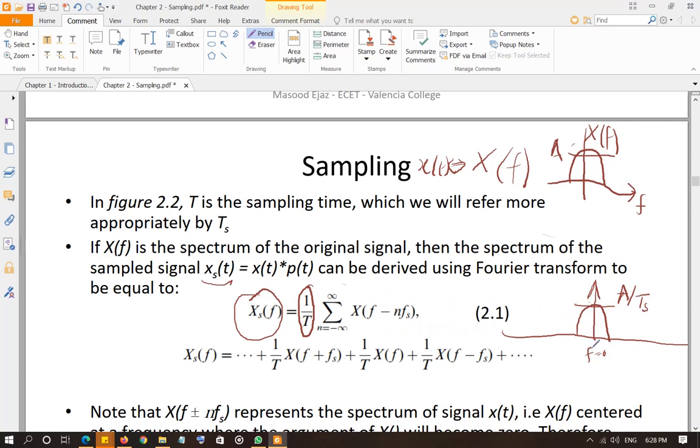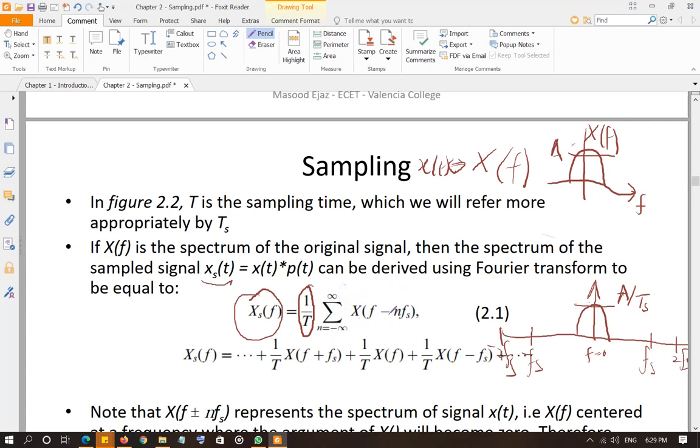And then this original spectrum is going to be repeated at each f equal to fs, minus fs, 2fs, minus 2fs, and so on and so forth. So this thing is going to be centered at each of these frequencies. That's what this says, X(f minus nfs), where n goes from negative infinity to positive infinity.